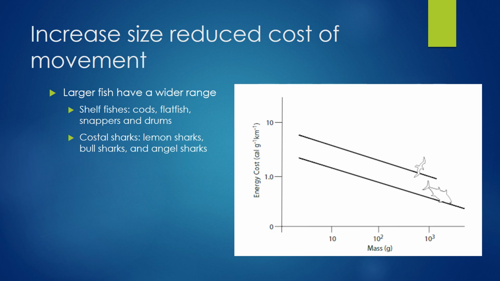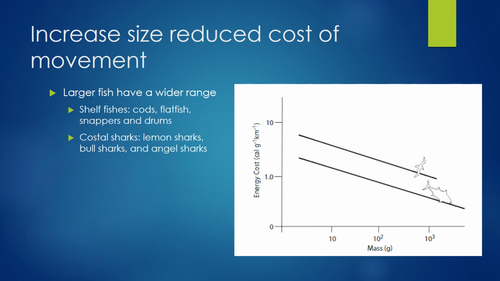So this is the figure that we saw earlier, and as we remember, this is on a logarithmic scale, and as a fish increases in size, it's going to have a lower cost of energy to swim. So this means that larger fish are going to have a larger range of area that they can occupy and migrate to and from within the oceans.